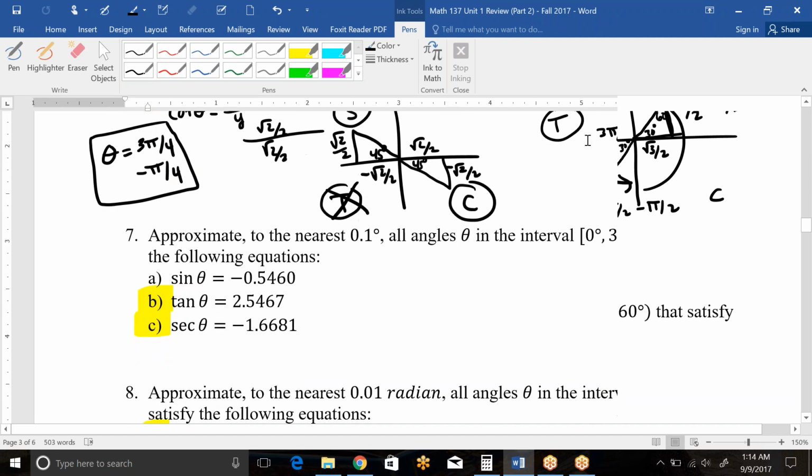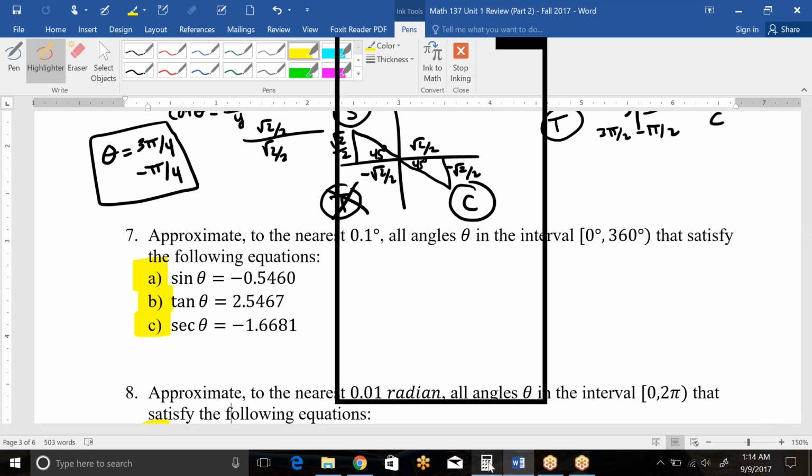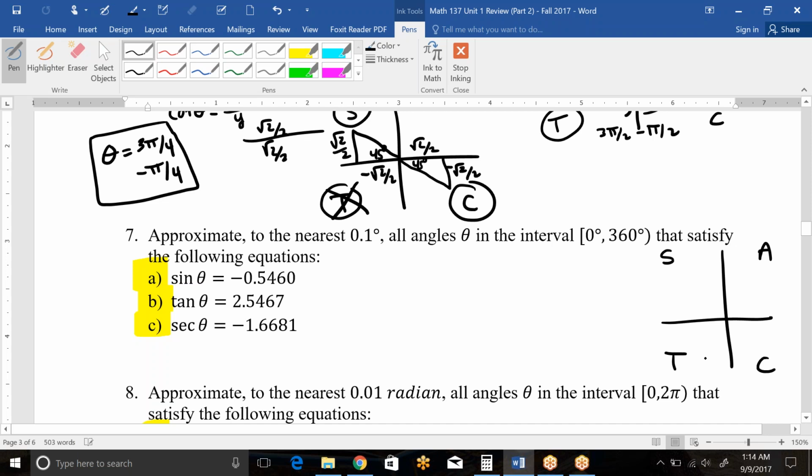Okay, let's look at 7. 7 requires the use of the calculator, so we're going to make sure we know how to do these correctly. And I think I'll just go ahead and do all three. So it says approximate to the nearest 0.1 degree all angles theta in the interval 0 to 360 that satisfy the following equations. So when you're doing these, you do still need to remember your all science teachers are crazy, because that'll help us pick out whether or not we have all of our answers, which we usually don't. So all science teachers crazy. This says sine is negative. Sine is negative down in quad 3 and in quad 4. So this is for a part. So sine is negative in those two quadrants.